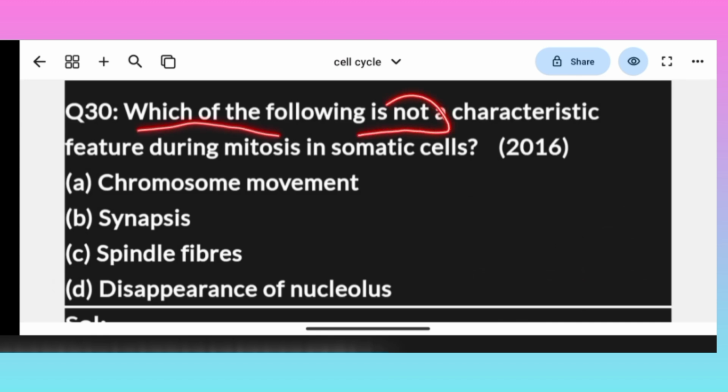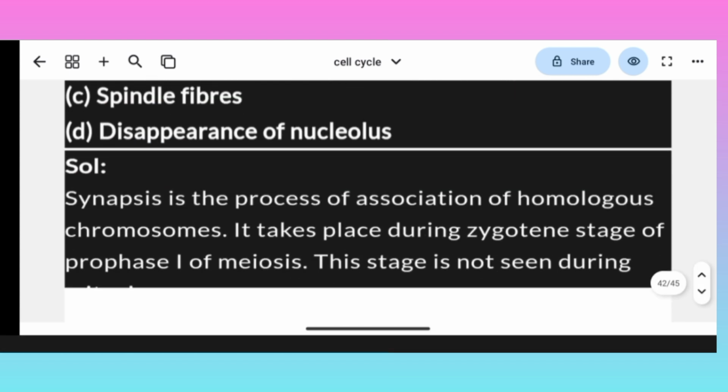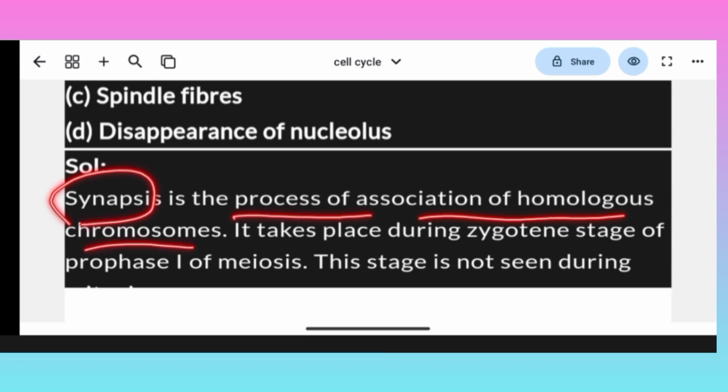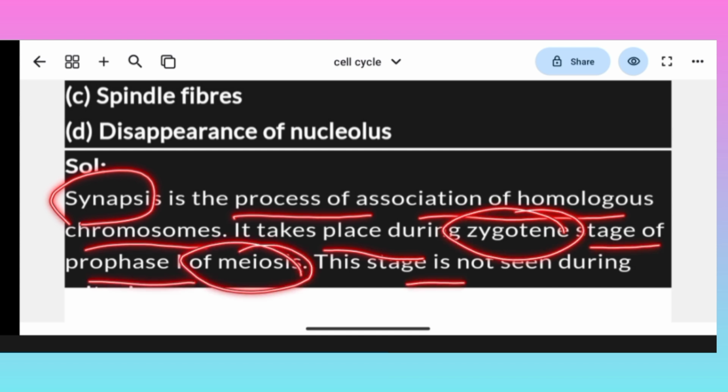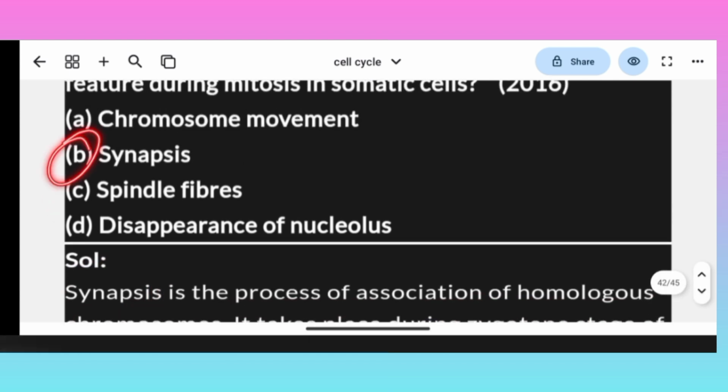Which of the following is not a characteristic feature during mitosis in somatic cells? Chromosome movement, synapsis, spindle fiber, disappearance of nucleolus. Synapsis is the process of association of homologous chromosomes. It takes place during the zygotene stage of prophase 1 of meiosis. This stage is not seen during mitosis. So the correct option is option B, synapsis.